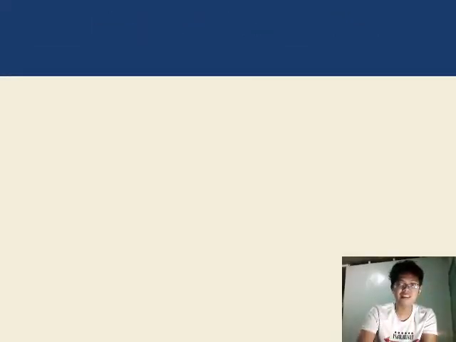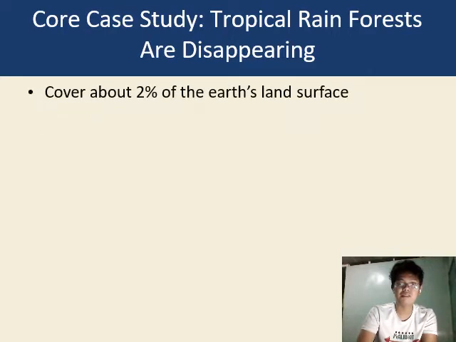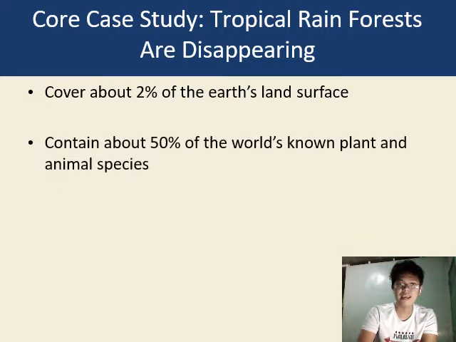Now, the core case study of this lecture is about rainforests that are slowly disappearing. Tropical rainforest covers about 2% of the Earth's land surface, and it contains about 50% of the world's known plant and animal species. Typically, these rainforests are found at the equator. These countries are mega diverse in terms of plant and animal species.